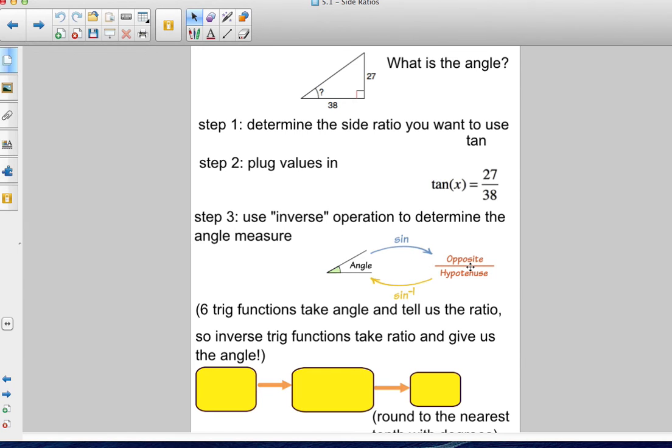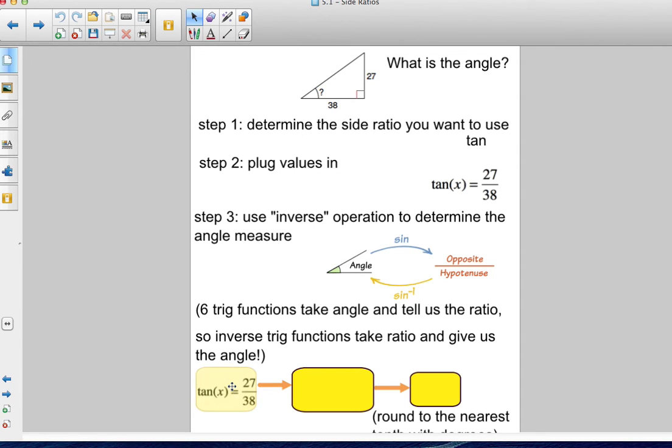So normally we'll have an angle and you can use your sine function, opposite over hypotenuse. This one here is kind of working the opposite way, where we have the ratio opposite over hypotenuse for sine. Here we have a tangent, opposite over adjacent. We can do the inverse function to get the angle. So the 6 trig functions take angles and tell us the ratios, right? So we can take an angle, get the ratio from it, but the inverse trig functions are basically taking the ratio and giving you the angle, which is exactly what we're doing here.